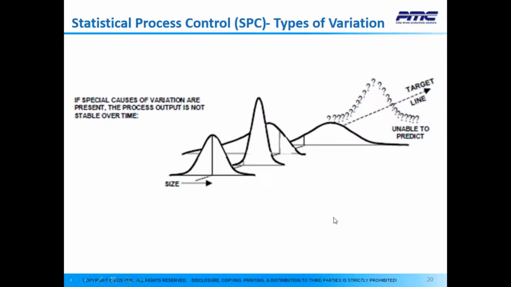If special causes of variation are present, the process output is not stable over time. So as you can see here, looking at the variation in this time versus that time, it's less, and this time it's skewed, and here you have a larger one. So based on that, the target line, as you can see here, is unable to predict because you don't have a consistent variation over time so that we could predict the future.